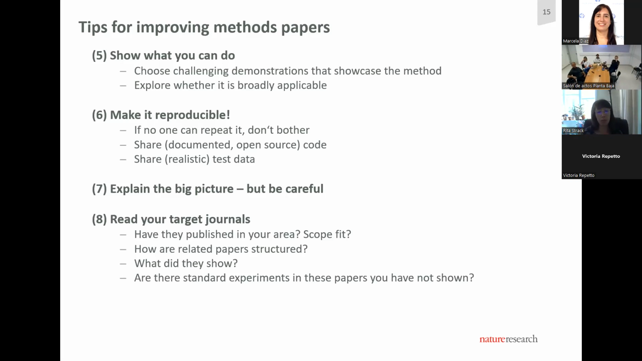If you do your keyword search and you pull up a bunch of papers, how are those papers structured? What did they have to show in their papers? Are there any standard experiments or things that most of these papers have that your paper doesn't have? Try to look for these sorts of things.